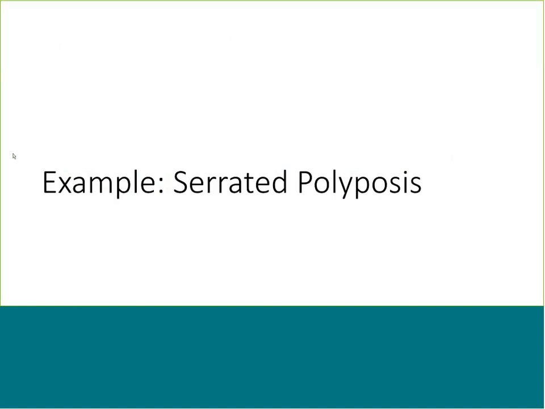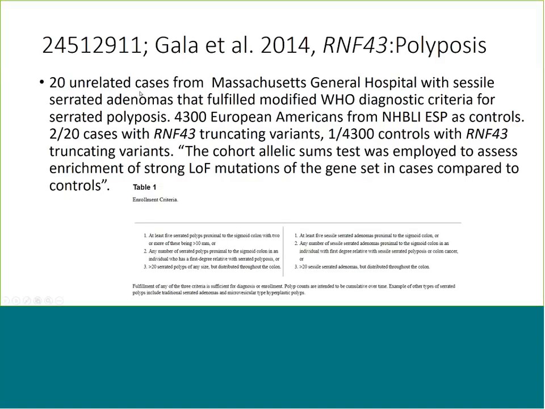Okay. Thanks, Jen. Now I'll talk about an example that came up more recently with us for serrated polyposis. In these individuals, this paper was from McGlaughon et al. in 2014, and we were looking at RNF43 for polyposis with this curation. Specifically, they were looking at 20 unrelated cases that were ascertained from Massachusetts General Hospital that had sessile serrated adenomas, which can essentially predispose individuals to colorectal cancer that fulfill the modified World Health Organization diagnostic criteria for serrated polyposis. And down here is the criteria.